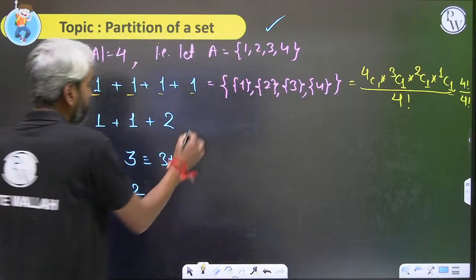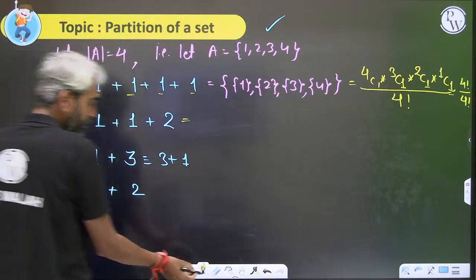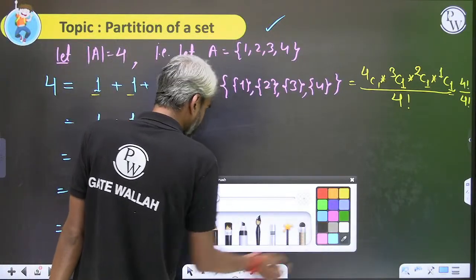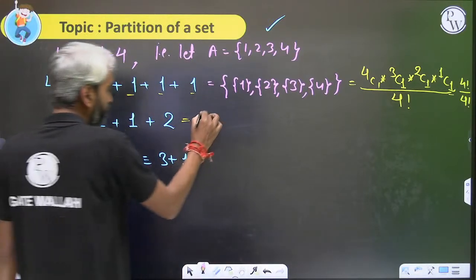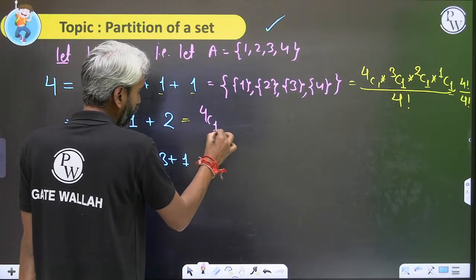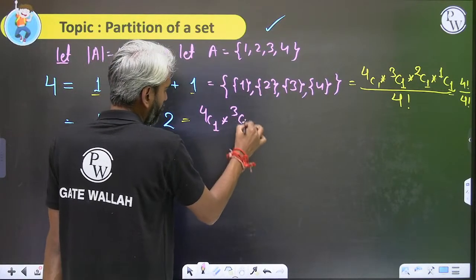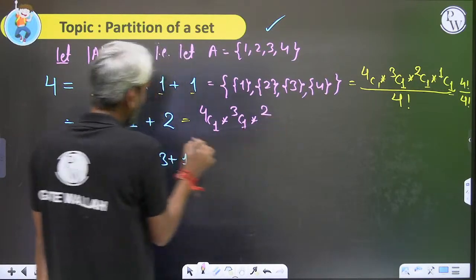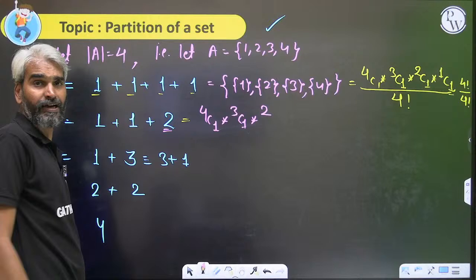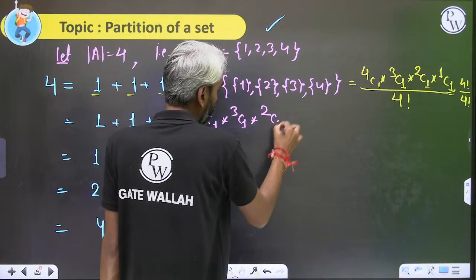Okay, sir. Next one. How many partitions of this particular size can be identified? So please try to understand. Sir, we need one set of size 1. So out of 4 elements, we will choose 1. And from the remaining 3 elements, we will choose another one. And from the remaining 2, we need to create a partition of size 2. So it will be 2C2.